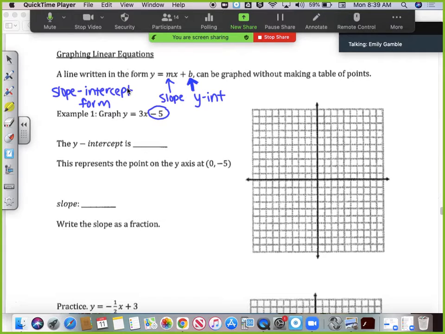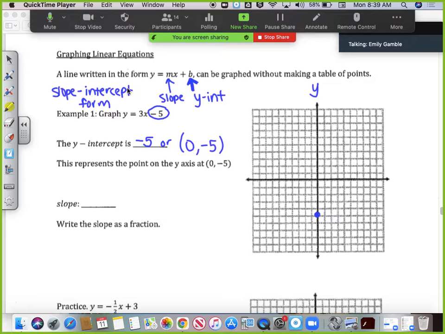Since this is a negative 5, a minus 5, that means the y-intercept is negative 5. Also known as, if you're on the y-axis, then the points that are on the y-axis have a 0 in for x. So negative 5 on the y-axis is the same thing as the point 0, negative 5. So on the y-axis, we go down 5, 1, 2, 3, 4, 5. We make a point.